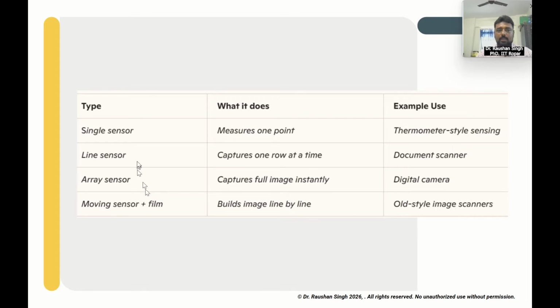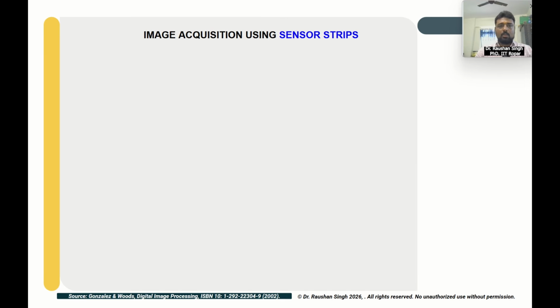In the line sensor, you can see in the document scanner, as it moves from the top like this, and again it comes back, and it captures everything. So that is the example of line sensor. Array sensor is your digital camera. At the time it flashes, it takes the input. Okay, moving sensor plus film, old style image scanners. In the old days, the scanners used to move and then capture the information.